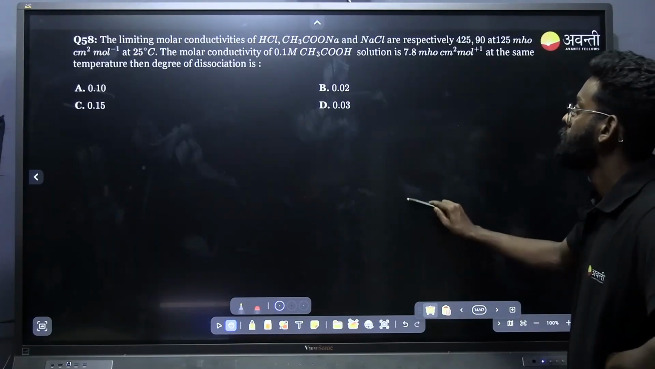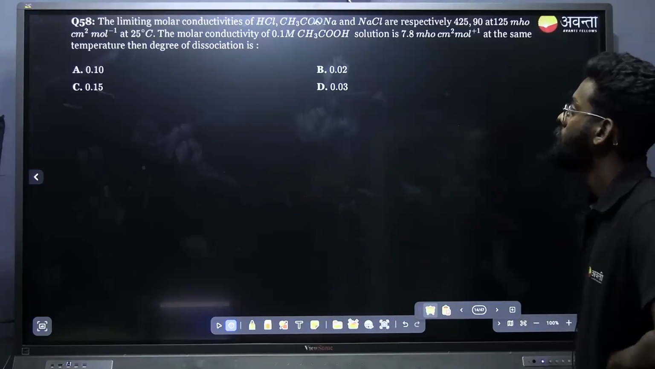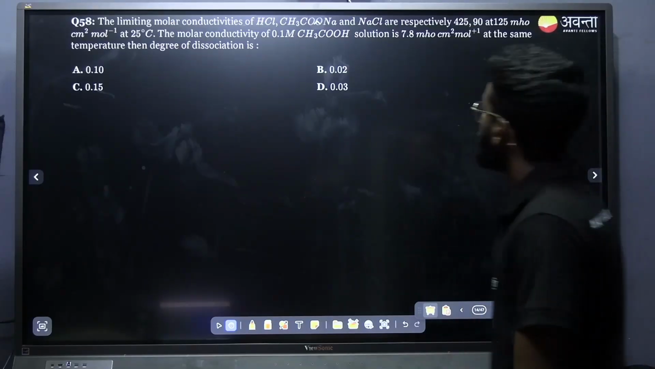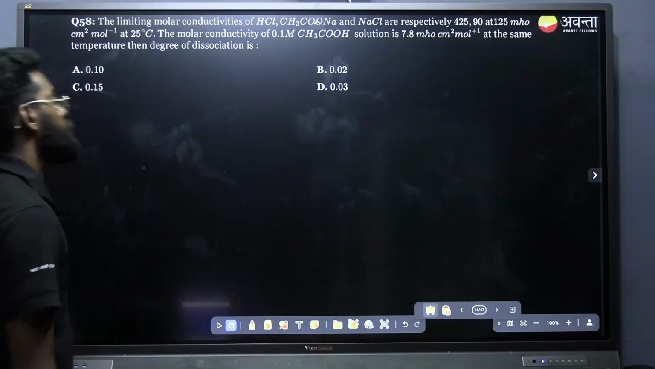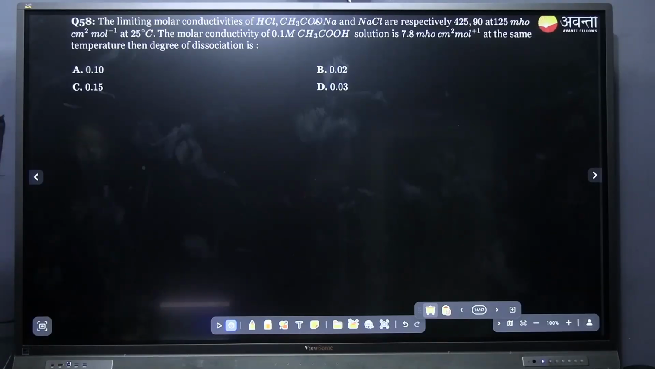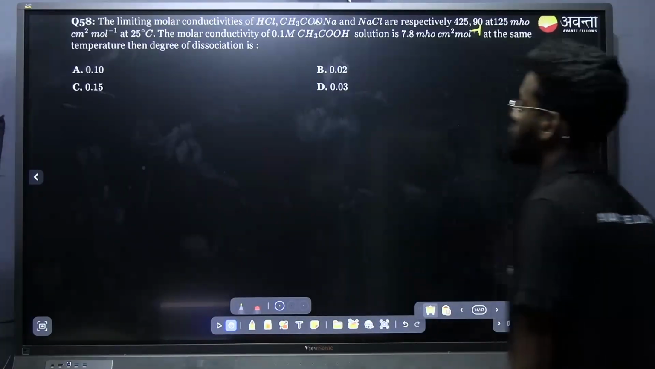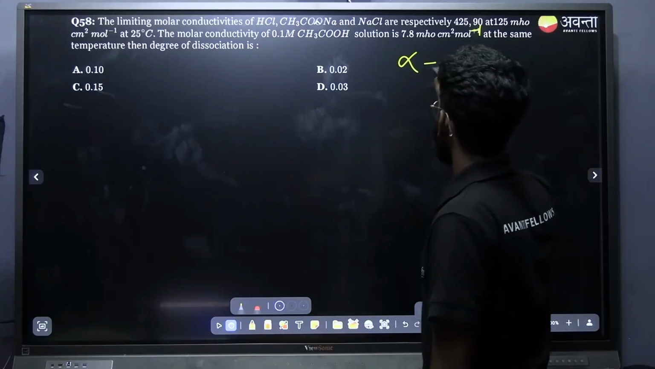Yeah, another question. How many of you got the correct answer for this question? Limiting molar conductivity of HCl, CH3COONa and NaCl are respectively 425, 90 and 125 mho centimeter square mole inverse at 25 degrees Celsius. Molar conductivity of 0.1 molar CH3COOH solution is 7.8 mho centimeter square mole inverse at the same temperature. Then degree of dissociation, alpha, is asked.